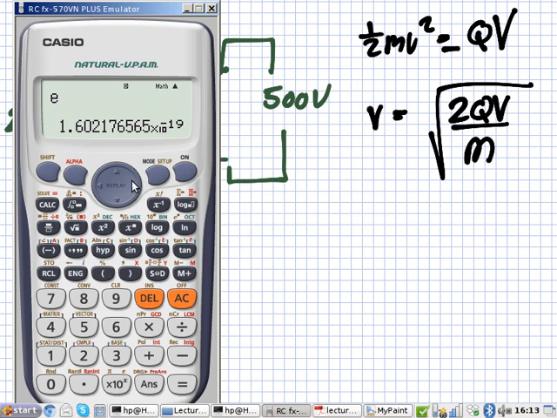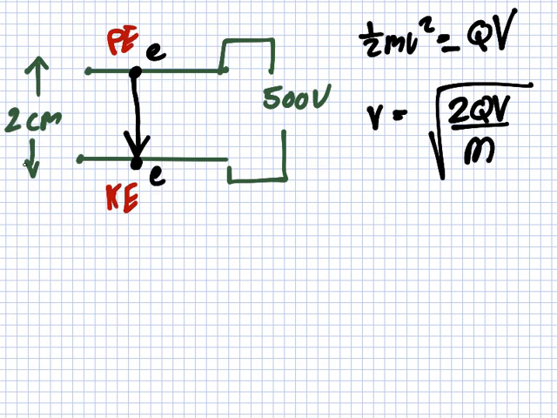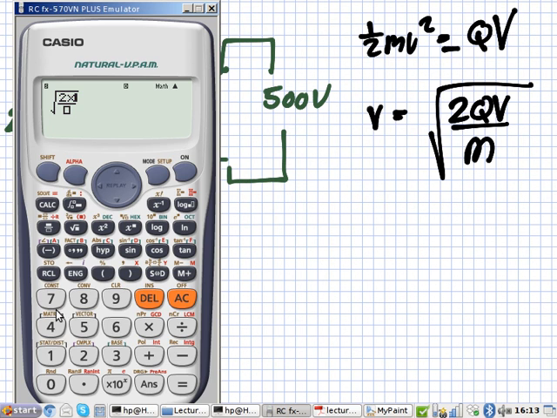So take out my trusty calculator. Square root fraction 2 times the charge of an electron, which of course is constant 23 on the calculator, times the voltage, all over the distance. All over the mass, which is constant number 3, isn't it?